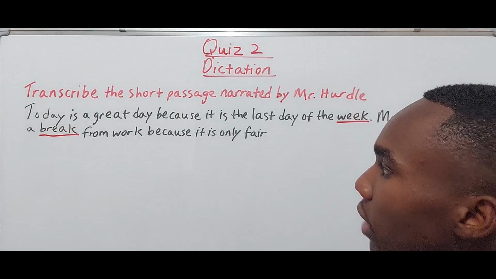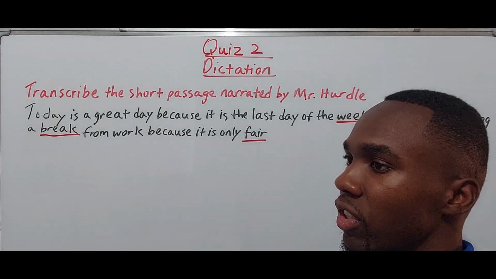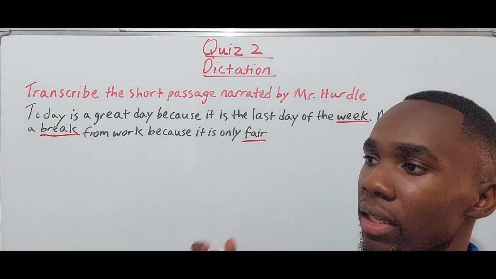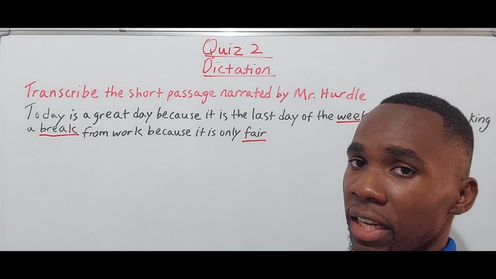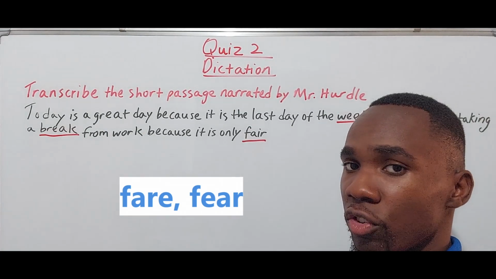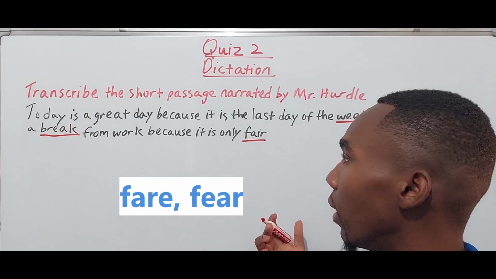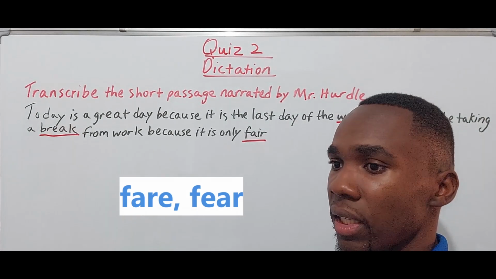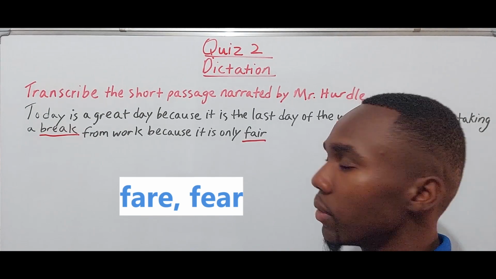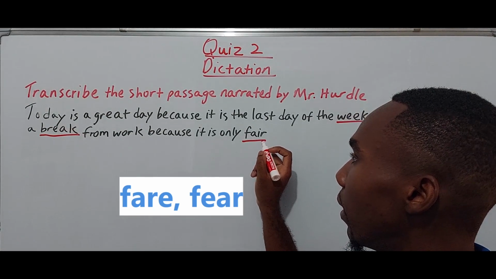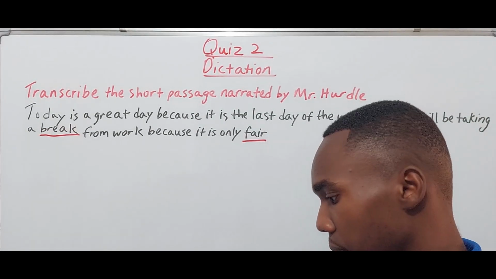Now, this is the third word that could have tripped you up, because this pronunciation, fair, could have three spellings. It could have this one, meaning it is only right. It could have FARE, which refers to the fee you would pay for something, like bus fare, for example, or FEAR, meaning you are afraid of something. So this is the one we want, FAIR, meaning something is just right. Okay.